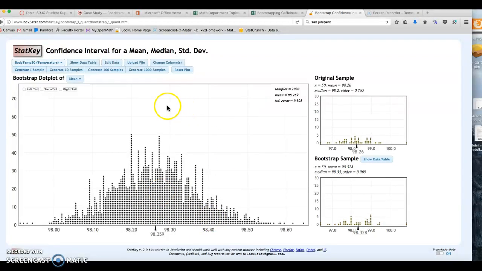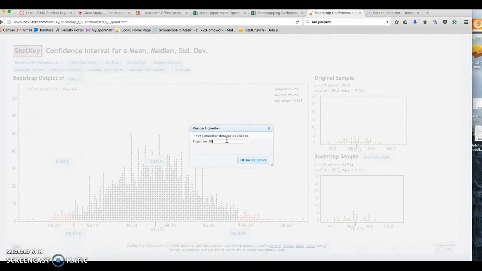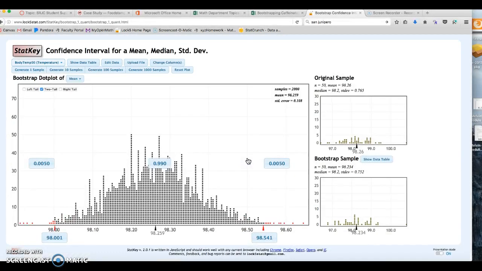So if I want to construct a 99% confidence interval, I'm going to click on two tail. And the center spot is always initially going to start at 95%. Click there, and then we're going to change the proportion to 0.99. I'm going to click OK. So that gives us a 99%.